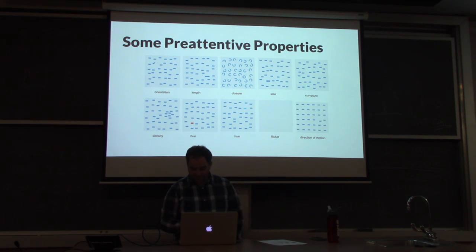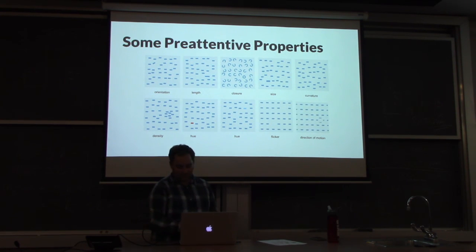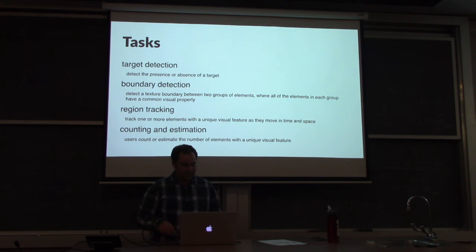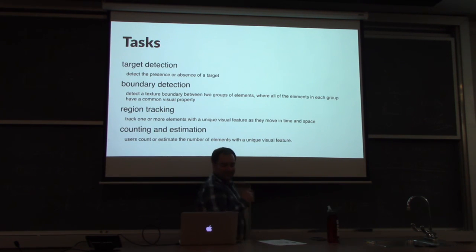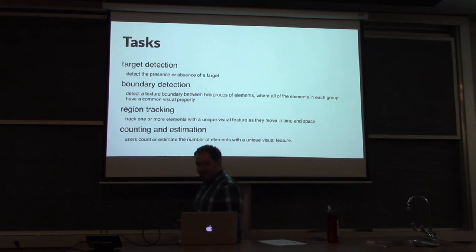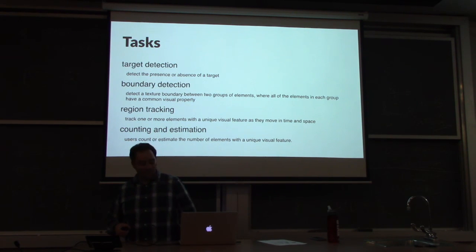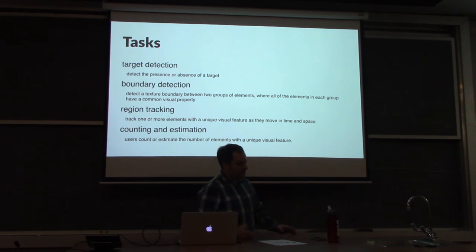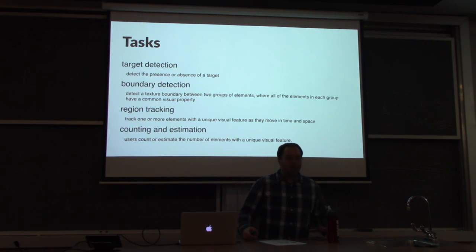Not to some degree, not quite properly. So why is this important? The tasks that you could do is target detection, detect the presence or absence of a target. So for example, if you were to search for a word in your browser and you pushed in this word in the search box, and it should light up in red, and then it's easy to spot it.